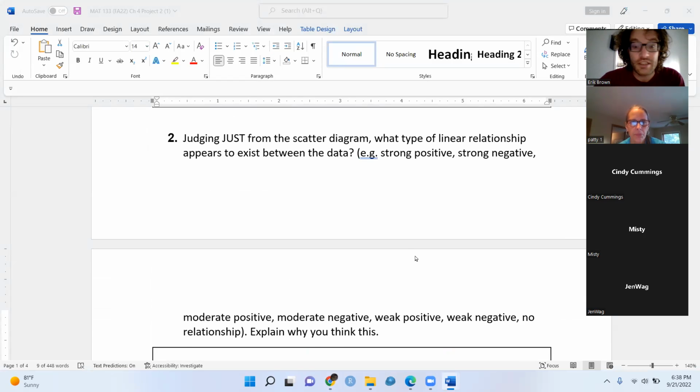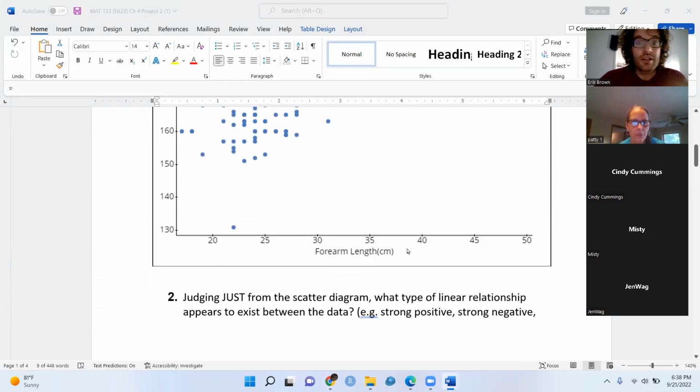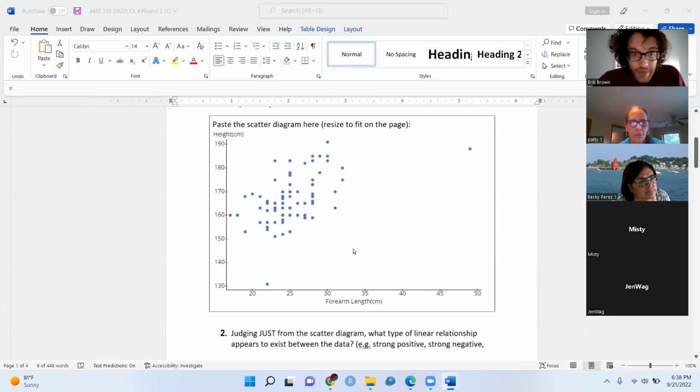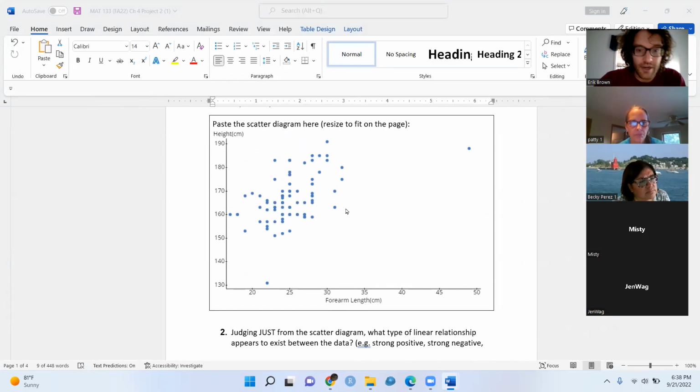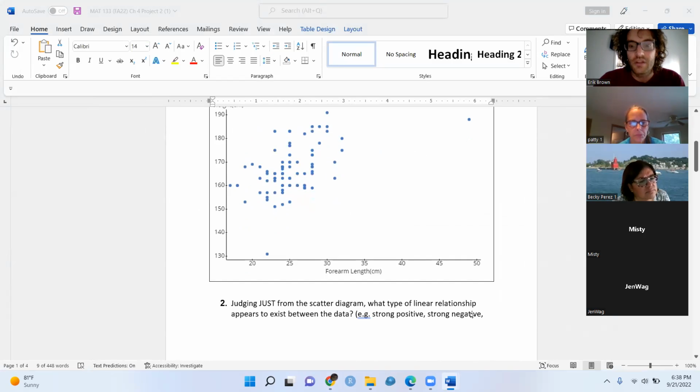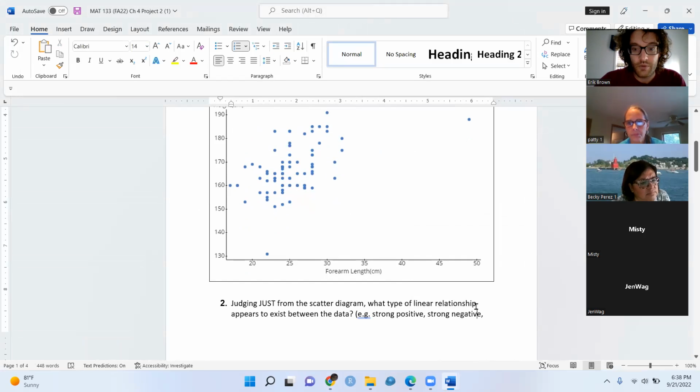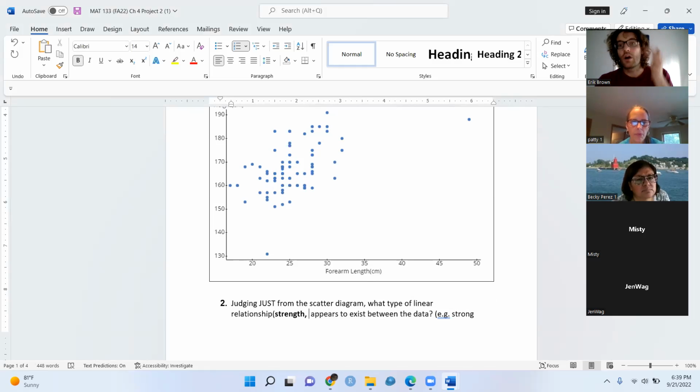Okay, so let's go through it then. The first question where we have to make an answer is we're to look at this graph and say, all right, what type of linear relationship is it? Now, remember, when we're talking about a relationship or a correlation, there are two things we're stating. We are stating the strength, so that's strong, moderate, weak, or no correlation. And we're stating the direction, and that is positive or negative.